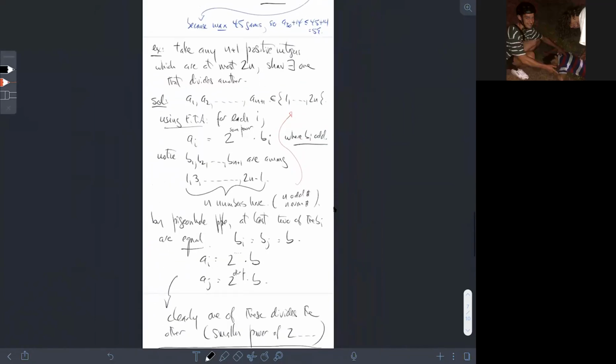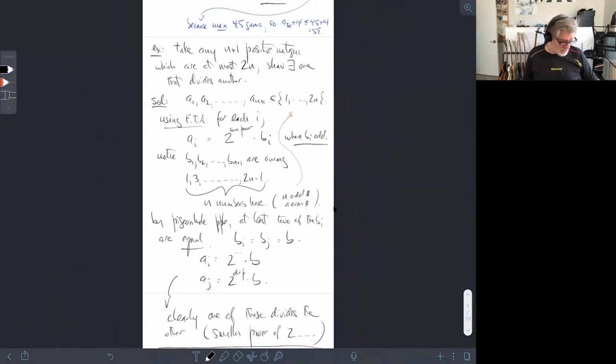I don't understand why BI and BJ are the same. I'm just saying that there must be 2 that are the same. So I've got n plus 1 numbers, and I look at their odd parts. I've got n plus 1 odd numbers, but they have to be odd numbers between 1 and 2n. There are only n odd numbers between 1 and 2n. So it means that some BI and BJ must be equal. And I just gave a name to that. I just call it B.